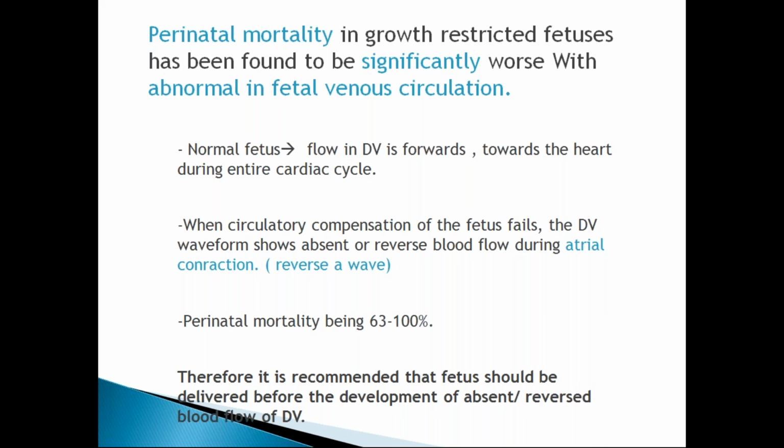So we know that when there is IUGR, perinatal mortality is very high, more than 50%. If it is very severe, it is almost 80 to 90%. So we have to take care of all these things, in the sense that the circulation is decreased.